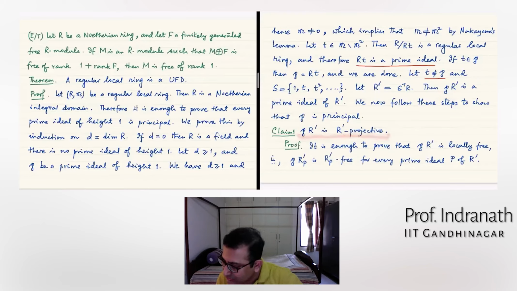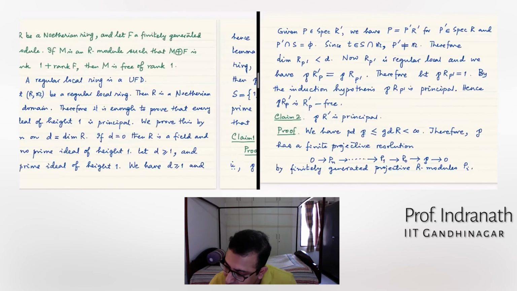So it is enough to prove that this is locally free. That means if you localize with respect to prime ideals P of R dash, then this is R_P dash free. This is very standard: you just show that for every localization at prime ideals it is free, and therefore you have the projective condition. So what we do now is the following.